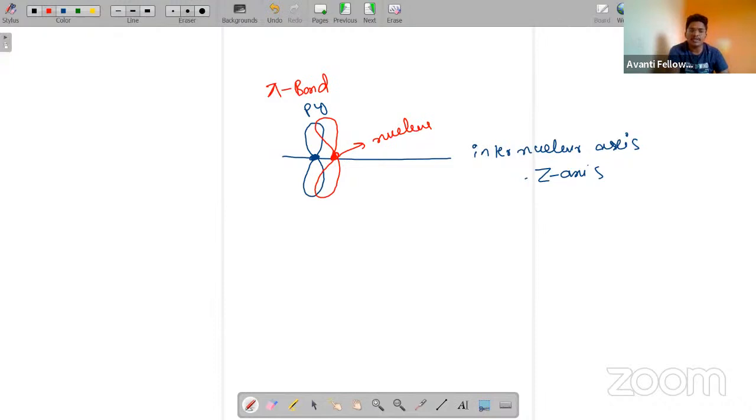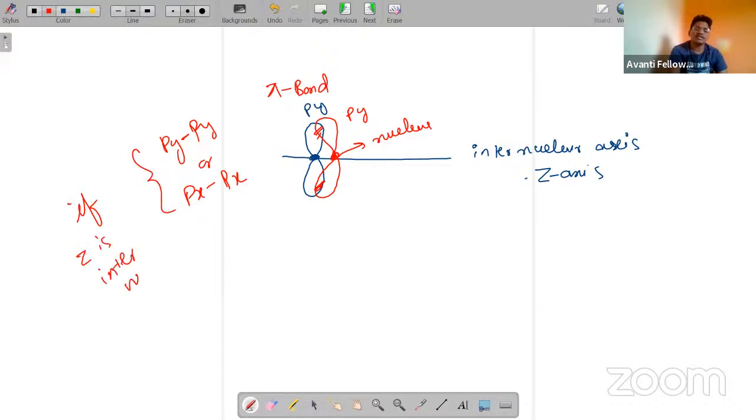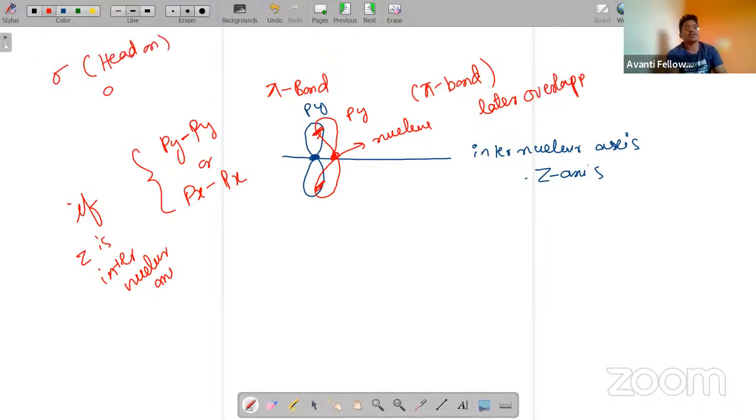So the overlapping between py, or px, if z is the internuclear axis, leads to which bond? Pi bond. This indicates the pi bond overlapping, and this is also called lateral overlapping. Sigma bond is formed by head-on overlapping, or we can also call it axial overlapping. But pi bond is formed by lateral overlapping or sideways overlapping. I hope you are all clear with this.